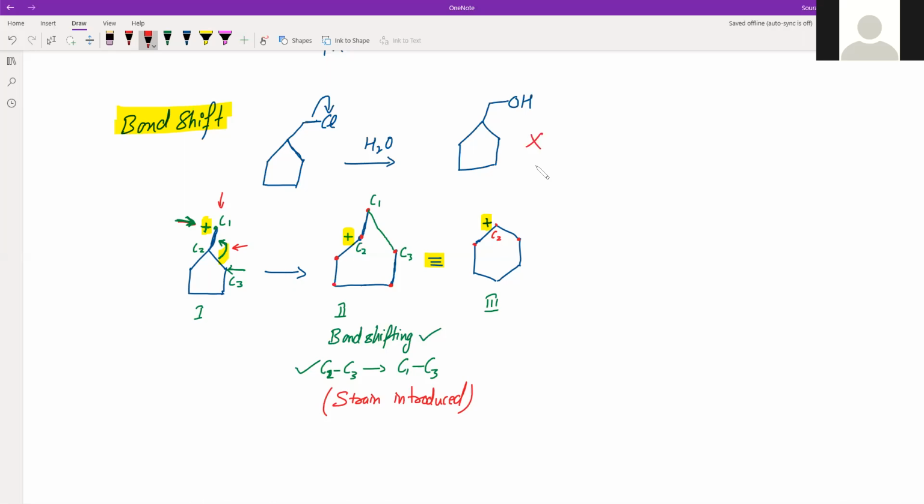And because this is most stable, the product which will be formed will be derived from this. The OH which has to attack, right? This OH will actually attack this position. So the product which will be formed finally will be this.